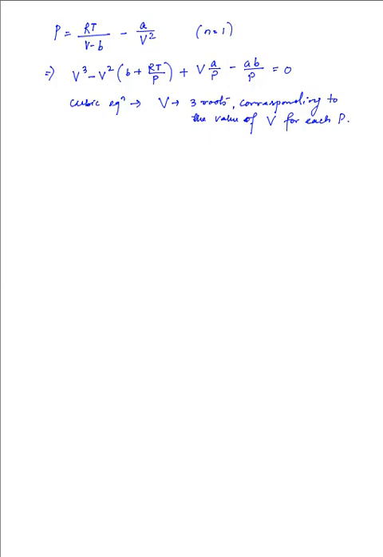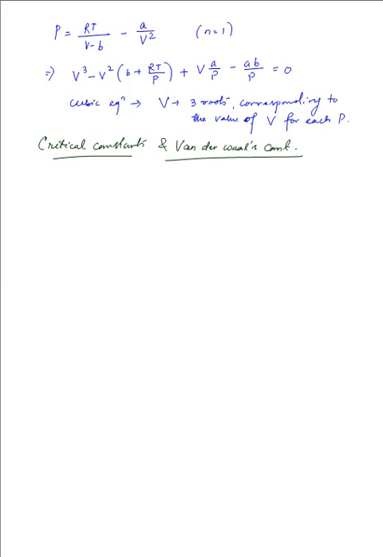For each pressure, there are three values of volume satisfying the van der Waals equation, which is quite evident from what we have obtained over here. Now next we aim to relate the critical constants with the van der Waals constants. We already know about the critical constants, PC, VC and TC, and the van der Waals constants we just obtained, the co-volume B and the constant A.